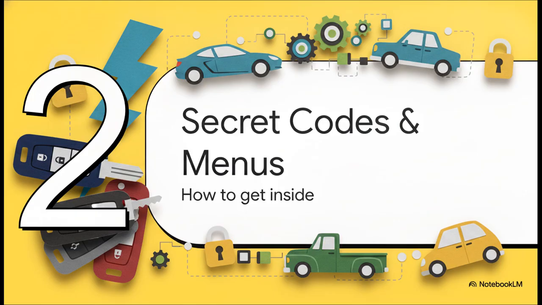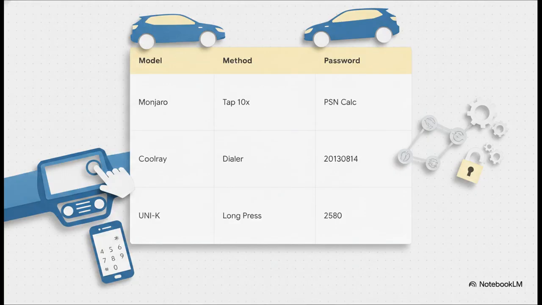Moving right along to Section 2, secret codes and menus. So how do we actually break in? Well, it totally depends on what you're driving. If you're in a Changan, like a Uni K, it's usually pretty straightforward. You just long press the top corner of the screen and punch in a standard password. Usually it's just 2580. Boom, you're in. But Geely makes it a bit more of a puzzle. Depending on whether you have a Coolray or a Monjaro, you might have to rapidly tap the software version 10 times or open up the phone dialer and type in a really specific string, like #32279.